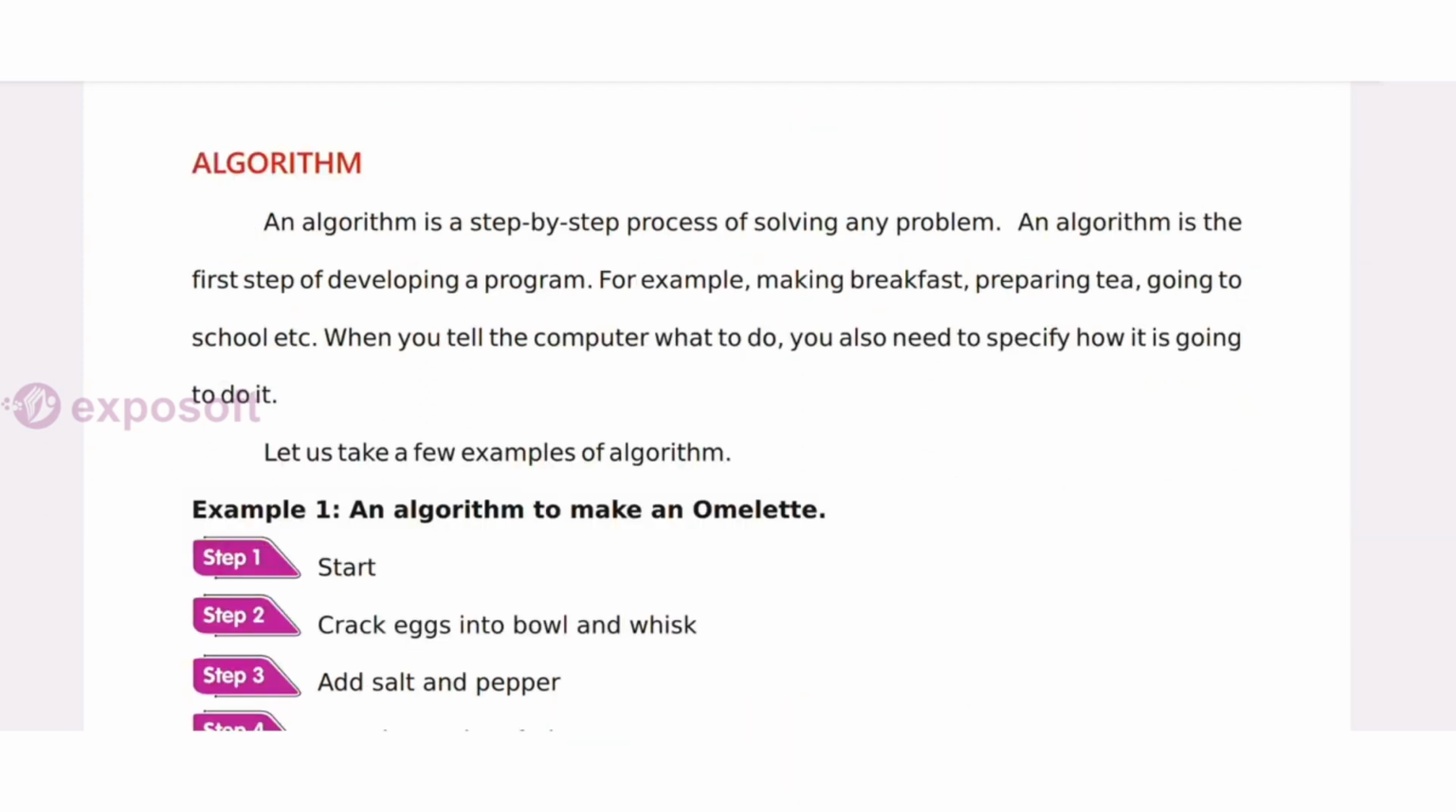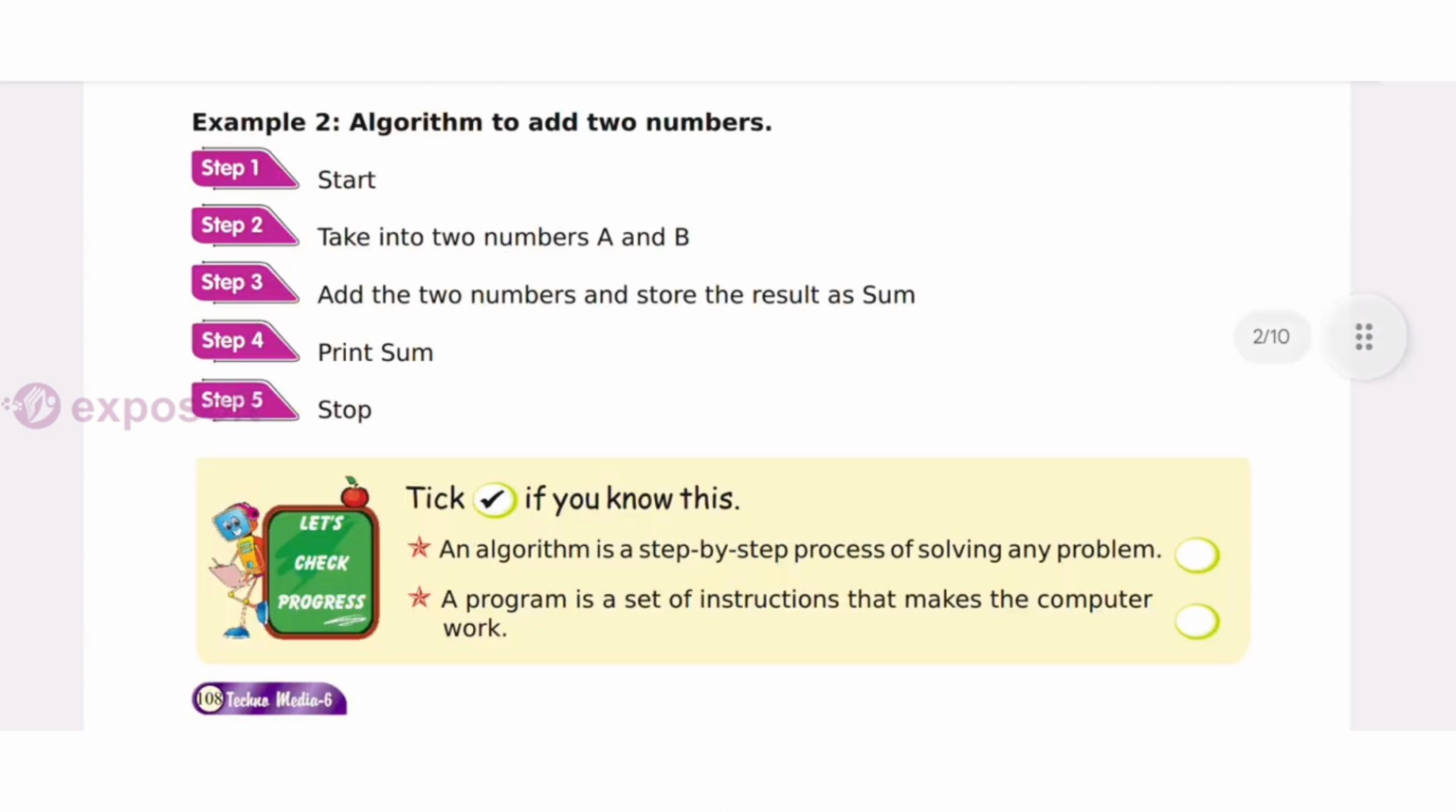Algorithm. An algorithm is a step-by-step process of solving any problem. An algorithm is the first step of developing a program. Add two numbers. Step 1, start. Step 2, take in two numbers a and b. Step 3, add the two numbers and store the result as sum. Step 4, print sum. Step 5, stop.